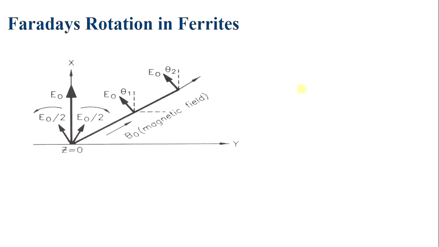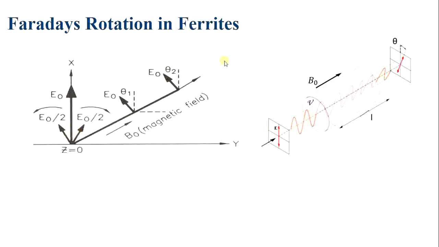Now we will see the Faraday's rotation in ferrites. For that, consider this figure in which E0 is a vertically polarized wave at z equal to 0. Any linearly polarized wave can be resolved into two circularly polarized waves, that is the right hand circularly polarized wave and the left hand circularly polarized wave. This B0 is the magnetic field applied across the Z direction. And consider a ferrite rod of length L placed along the Z axis, and you can see over here, the wave is propagating in the Z direction.